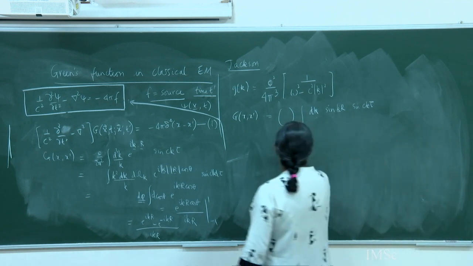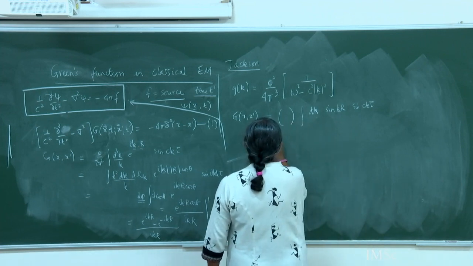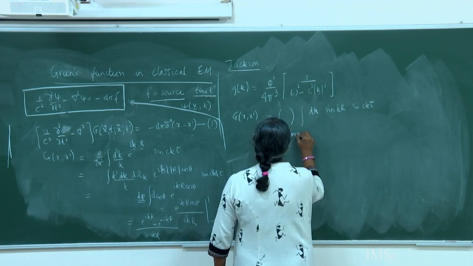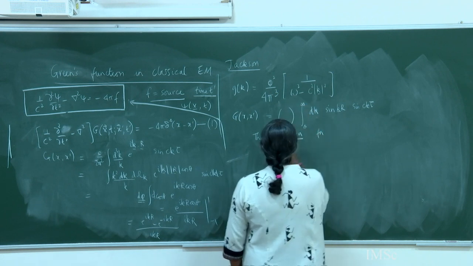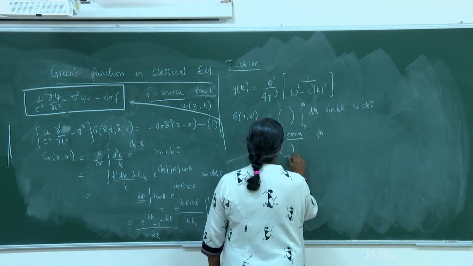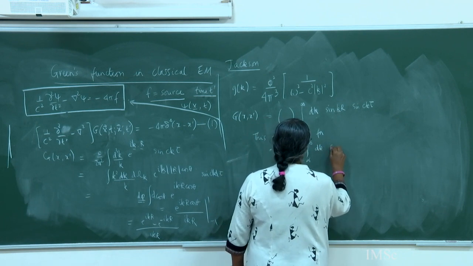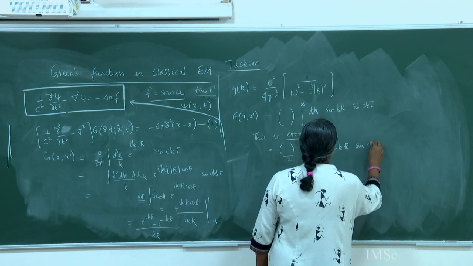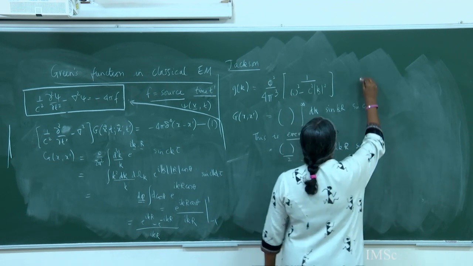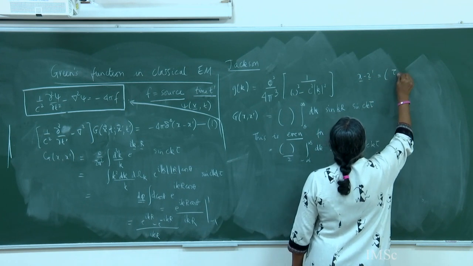Okay, now what I want you to observe is that this is an even function. So I can write this as half of the integral from minus infinity to infinity dk, sin kr sin ck tau. Here x minus x prime is equal to r, and t minus t prime is tau.